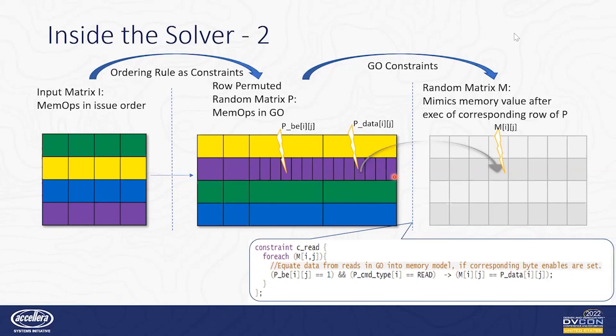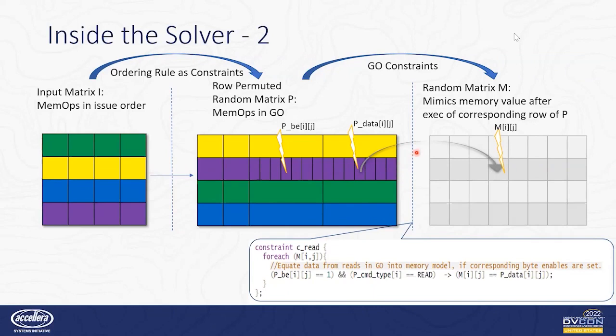Because you can think that if row I is a read preceded by row I minus 1, which is a write with byte-enabled holes, then row I, which is a read, will not get the write data for all the bytes from row I minus 1, because row I minus 1 has writes with byte-enabled holes. So how do we write constraints to make sure the rows of P are in global order in the presence of writes with byte-enabled holes?